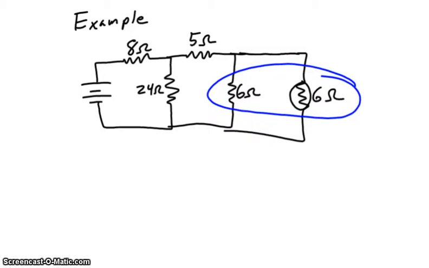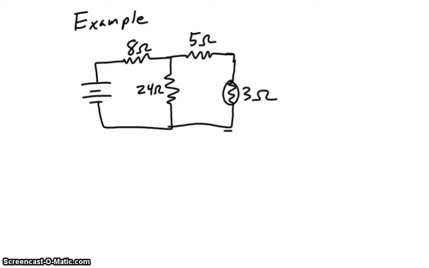Then I look at this and I say, oh, okay, now I have these two in parallel with each other. Let me break them down and bring them together. I can say this is the equivalent of 3 ohms of resistance because of that 1 over rule. 1 over 6 plus 1 over 6 gives you 2 over 6. Flip that again, it's 6 over 2, which gives you 3.